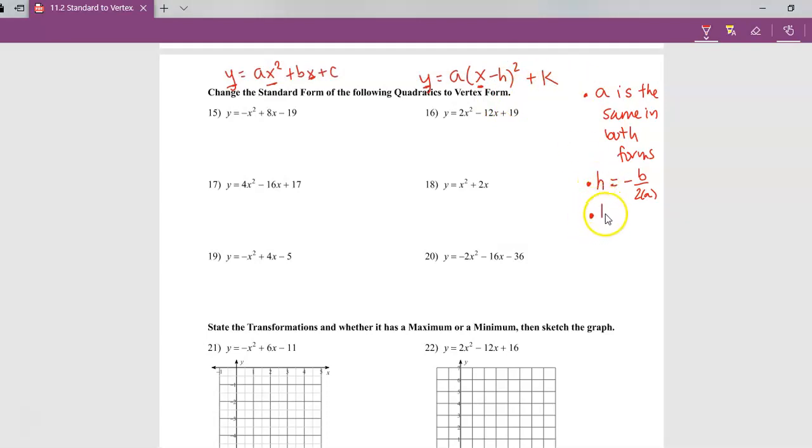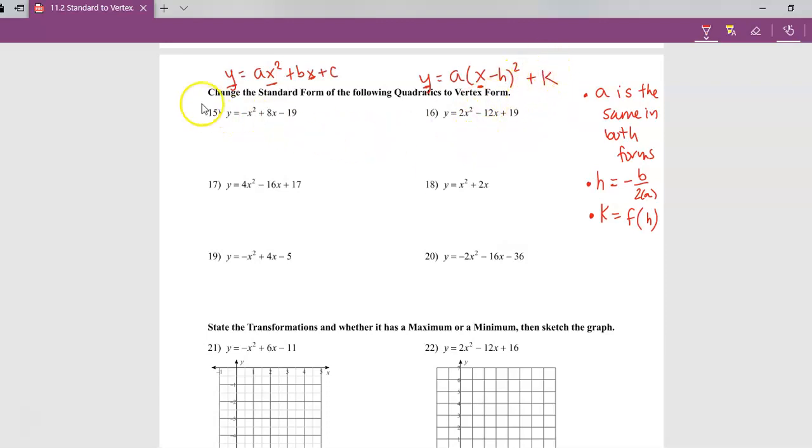And then in order to find k, we're going to take our function, the original function that we're given, so like in number 15, this, right? And we're going to plug the h value that we just found in the previous step here. We're going to plug it into the function and solve for y. That's going to give us that k value.